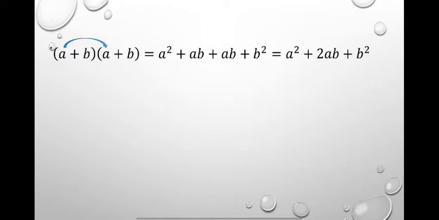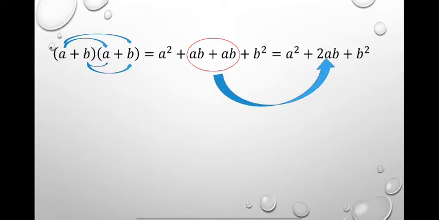So firstly, you have a times a, that will give you a squared. The next one will be a times b, which gives you ab, b times a, which gives you ba or ab again, and then b times b will be b squared. After that, remember you need to combine the same kind. So we have both ab here, ab and ab, so there will be 2ab here. So we combine and it becomes 2ab.